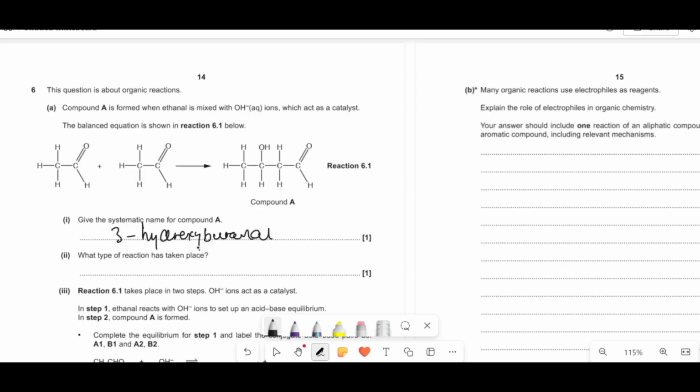Now it says, what type of reaction happened? Well, can you see how this is this, and then now it's this? We've added on an extra bit to this. We've added a C with an OH on, so it's going to be addition. It's not substitution and it's not elimination.